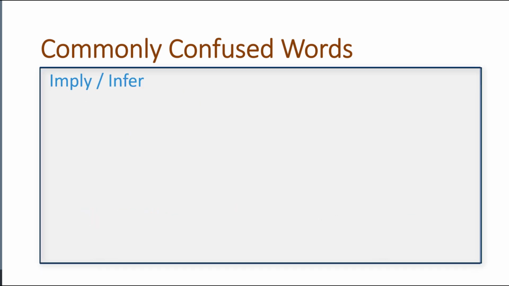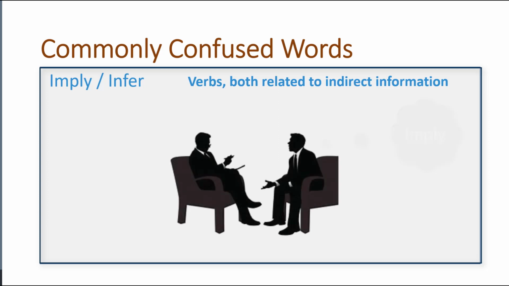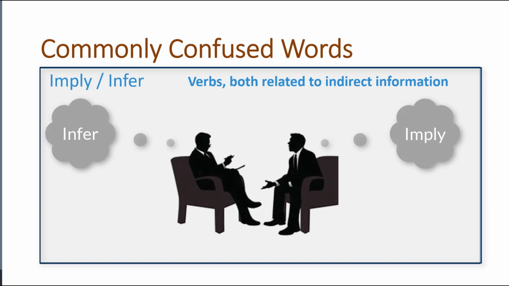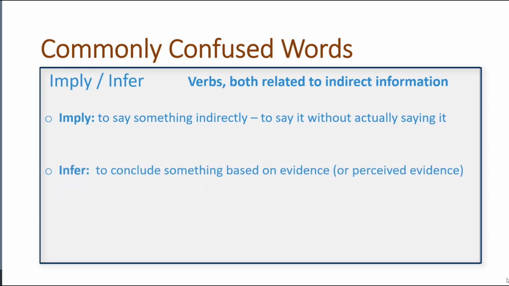Imply and infer are verbs, both related to indirect information, but at opposite ends of the communication. The giver of information is the one who can imply. The receiver of information is the one who can infer. To imply something means to say something indirectly, to say it without actually saying it. To infer something means to conclude something based on evidence or perceived evidence.